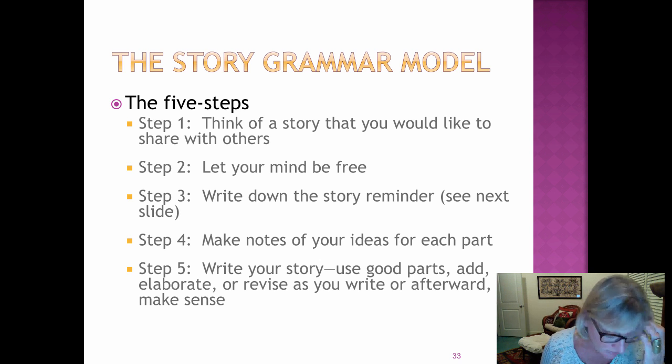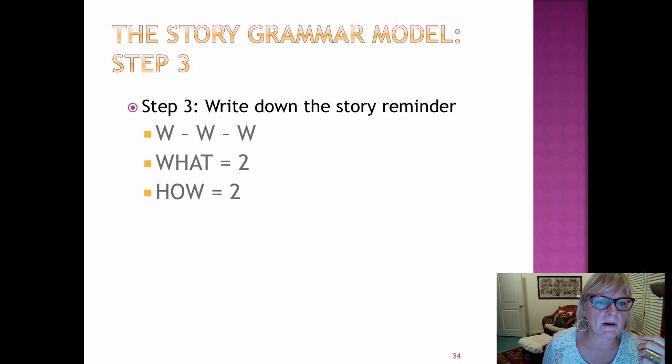Okay? And I do think that sometimes, just as kids forget that what they read is supposed to make sense, sometimes they forget that what they write is supposed to make sense. So here's the story grammar model. Write down the story reminders. 3 W's, 2 what's, 2 how's. Okay? 3 W's, 2 what's, 2 how's.